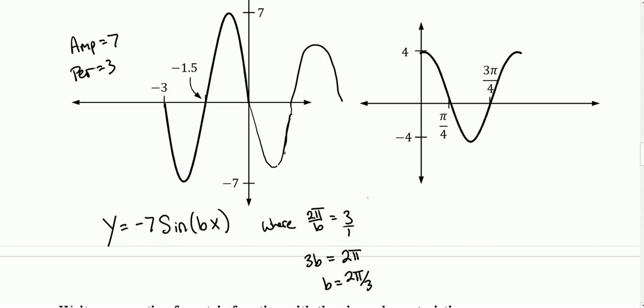So plug that into our equation, and we were able to write the equation of our function, which is y is equal to -7 times the sine of 2 pi over 3 times x.